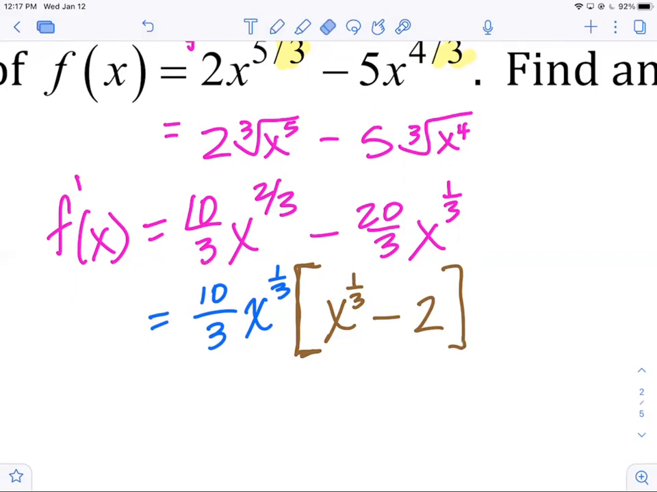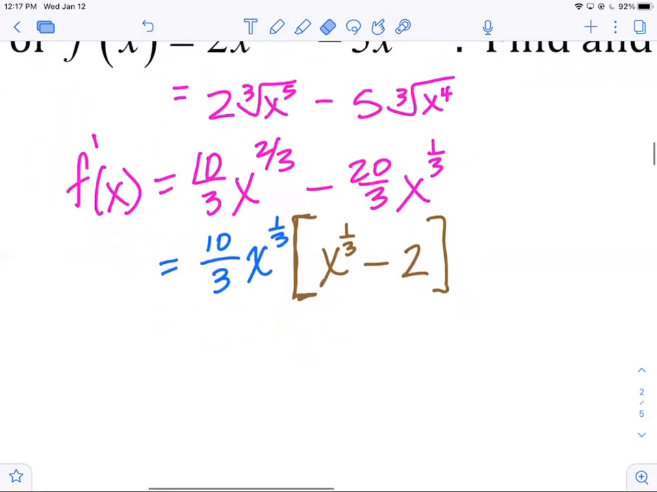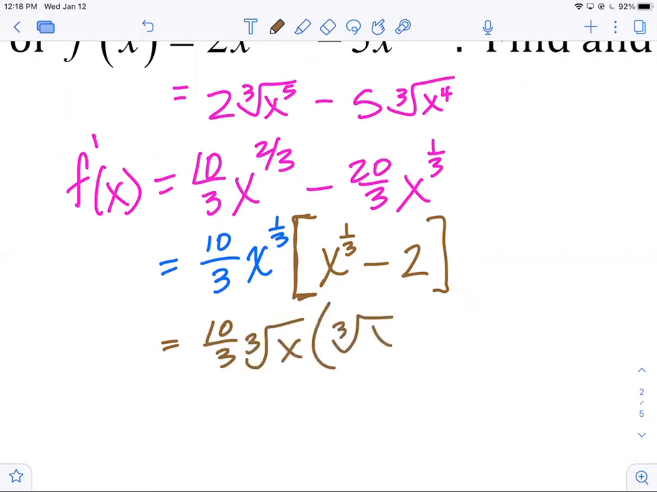It didn't turn into a nice integer on the inside. But what we have now is a factored version that we can write in a different form if we want. Yes, we can write this as 10/3 times the cube root of x, and then times the cube root of x minus 2. Again, just another version of it. Now you can clearly see here that it's never undefined. Now I'm going to set it equal to 0.